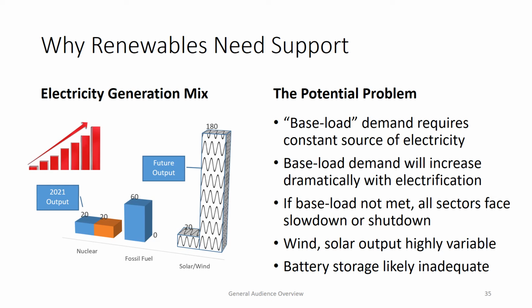So let's look at this. This is a chart with 3 bars here, and on the left-hand side, the blue part says what's the current electricity mix. Nuclear is, call it 20%, and then fossil fuel, that's coal and natural gas, it's about 60, and then solar and wind renewables are about 20.